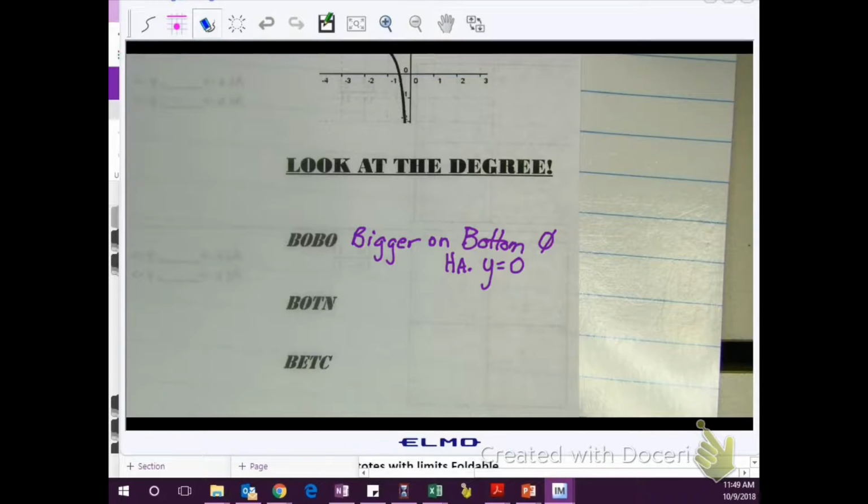Bigger on the bottom is 0. BO and a 0. Y is equal to 0. What is HA? Horizontal asymptote.